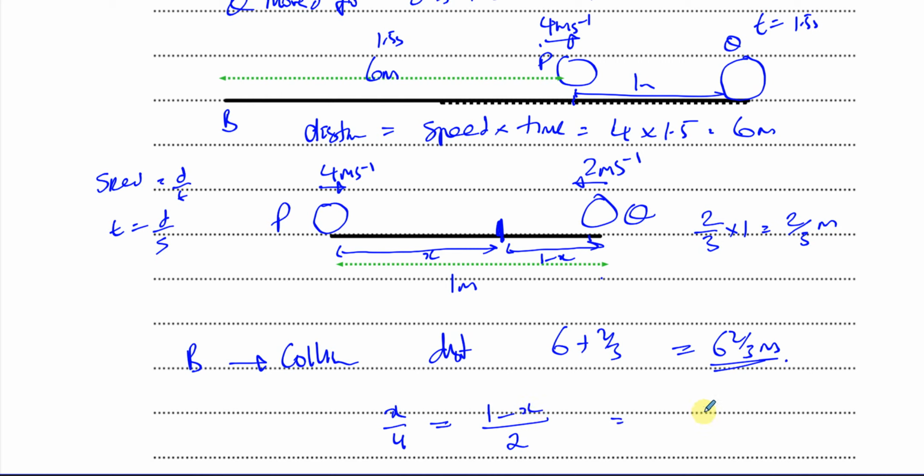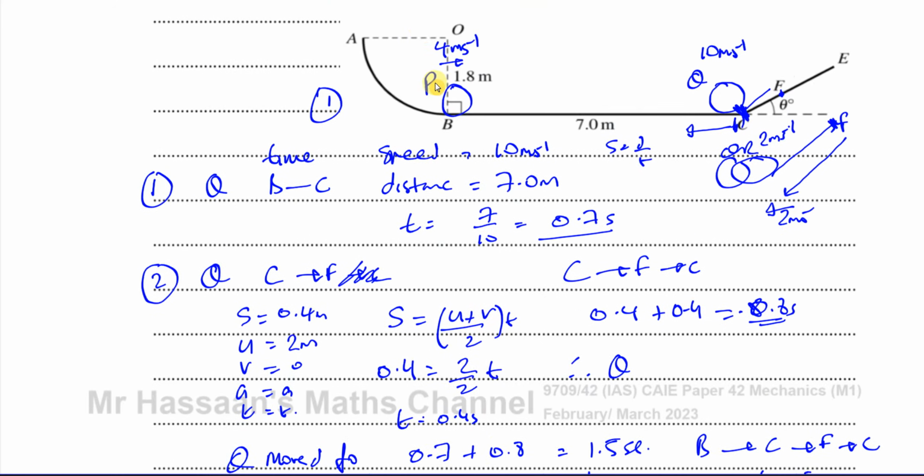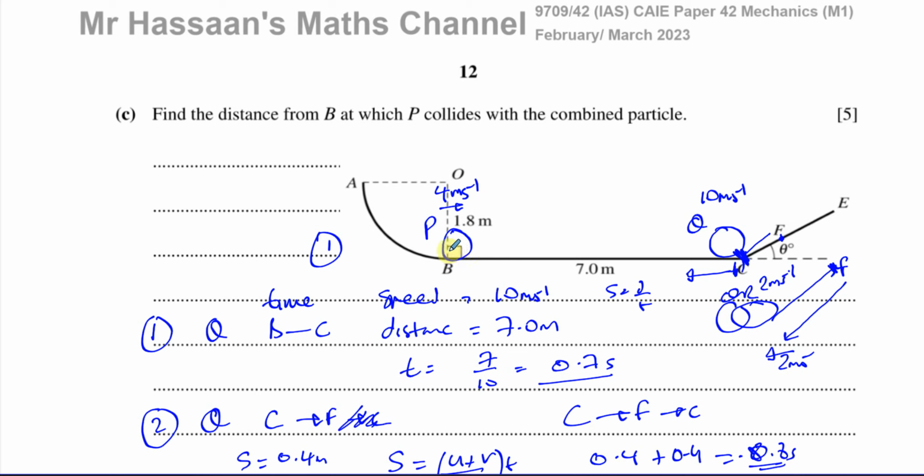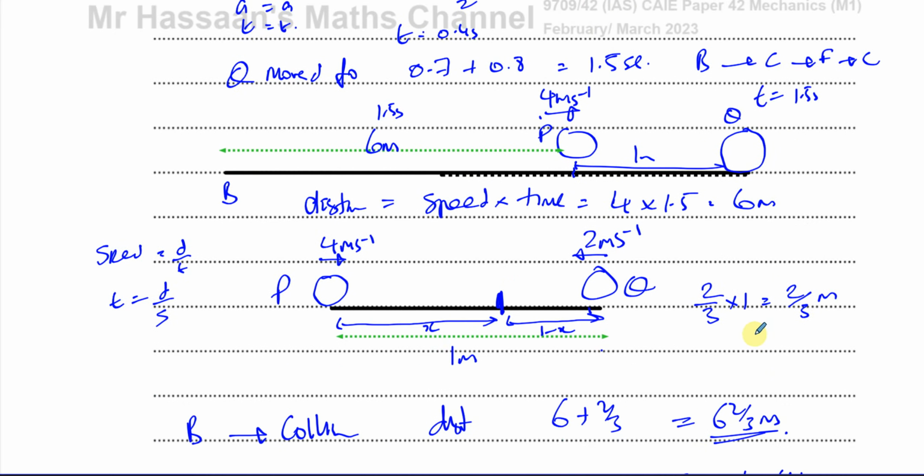If we cross multiply, we'll have 2x equals 4 minus 4x. So we end up with 6x equals 4. So x equals 4 over 6, which is 2/3. So x is 2/3, as we deduced from ratios. But either way, you get the answer. Then you add that to the 6. So the total distance from B at which P collides with the combined particle is 6 2/3 meters.